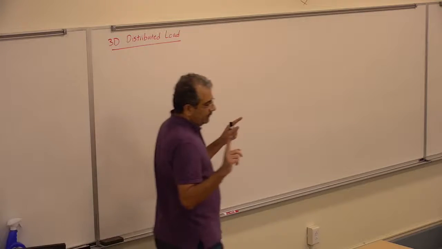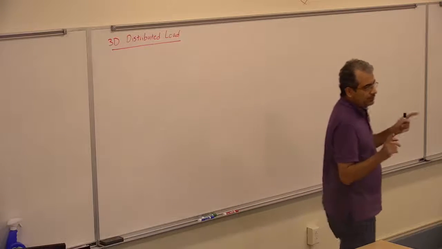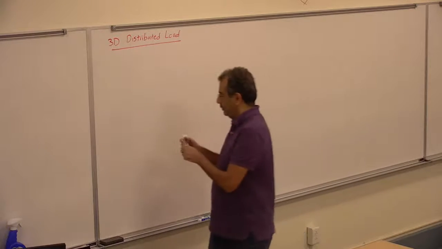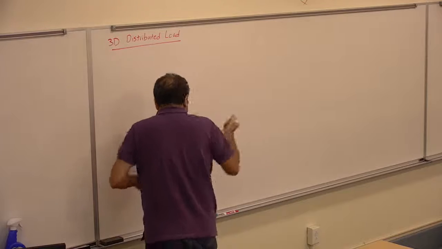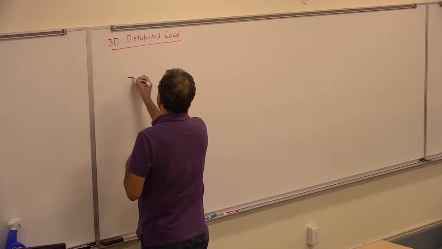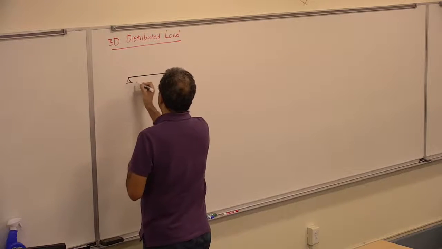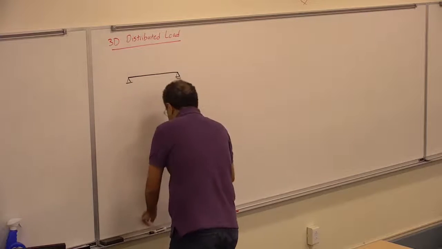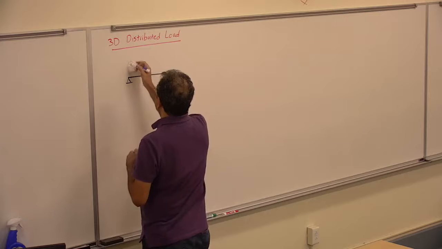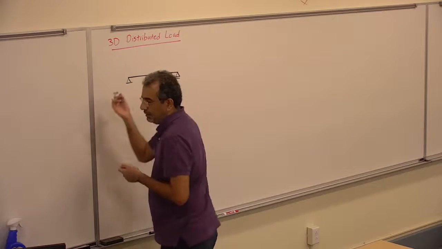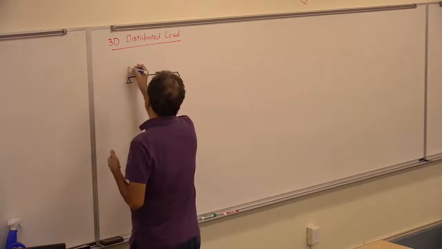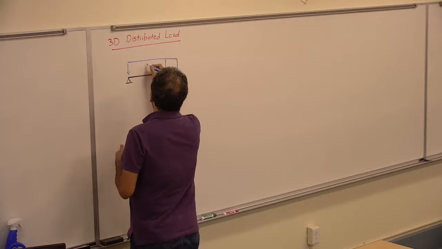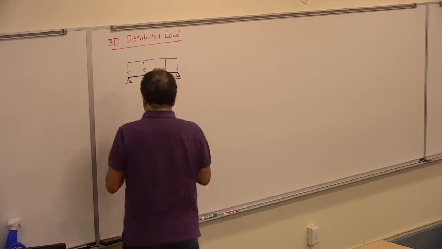So remember, we talked about the 2D distributed load, that if you have a beam, for example, and there's a distributed load on that. Kind of distributed. For example, let's make it simple. I have the simple distributed load like that.